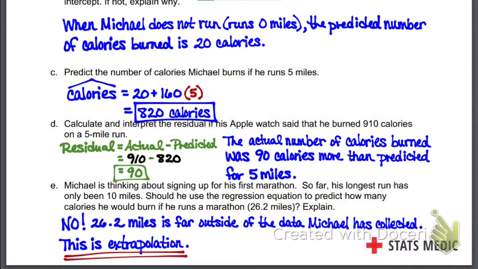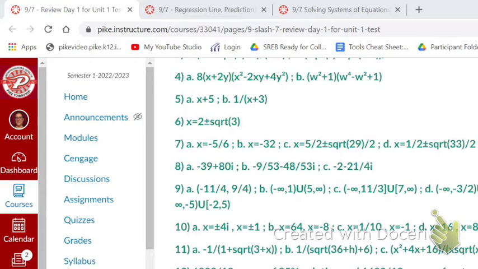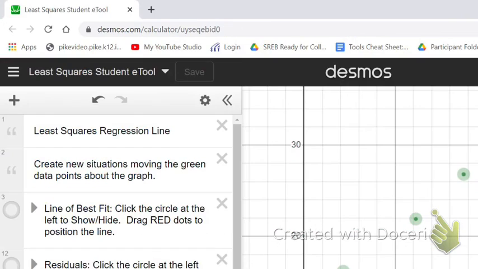I do post all the notes on Canvas too, so if I ever go too fast and you're not able to snap a picture, you guys do have access to all of these. This last part is not in your packet at all. It's a visual understanding. You guys do have access to this as well. But here is an example of a data set. I've got this scatter plot.